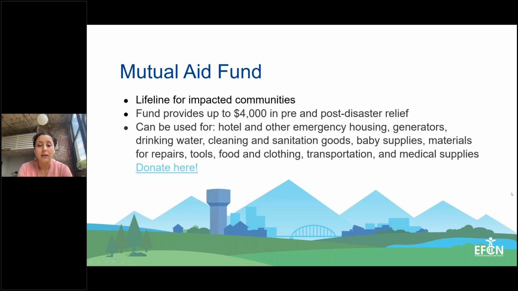So if you need to evacuate and need a hotel or other emergency housing to be safe during a storm, or if you need a generator to be able to stay in your home, drinking water, if you need to clean up and sanitize your home, the list goes on. So this is entirely a donation-based program. So if you can and would like to donate, I would definitely encourage that. So next slide.